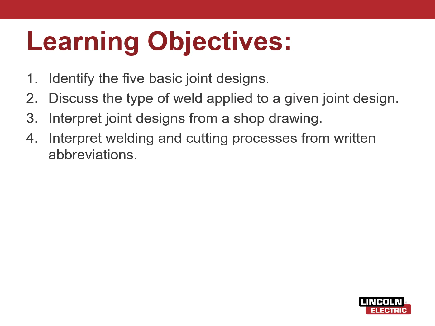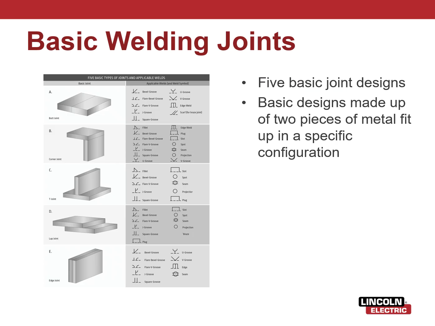Okay, so for this unit, we'll be going over the 5 basic joint designs, discussing the types of welds applied to a given joint design, interpreting joint designs from shop drawings, and then interpreting a couple of welding and cutting processes from written abbreviations. Like the acronyms GMAW, FCAW, those are the abbreviations they're talking about, and good Lord, there's a ton of them. There are so many. We'll get there towards the end of this PowerPoint, but man, there's a lot.